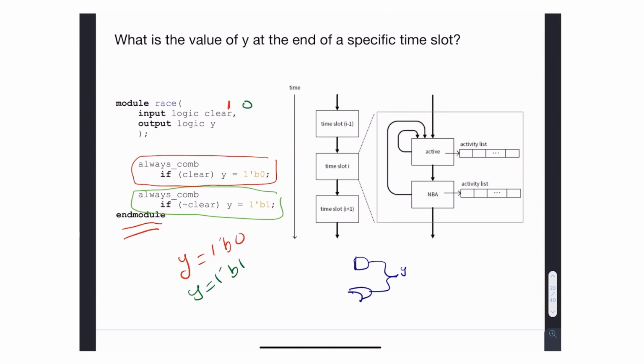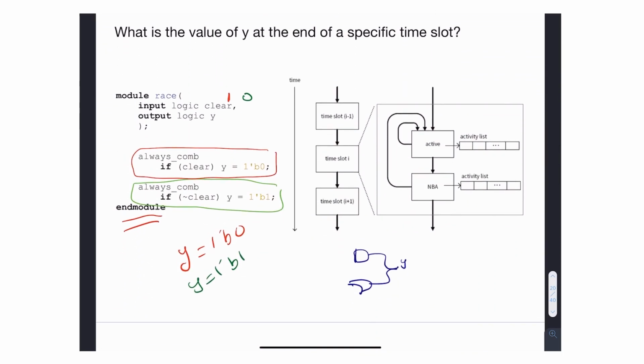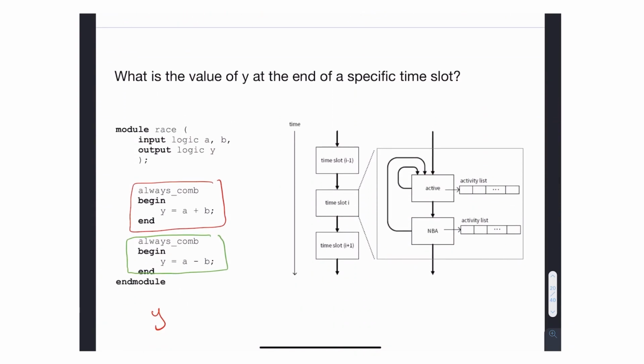Generally speaking, the third rule of thumb says assign a variable only in a single always block, which means that if you are assigning to y, you should not assign it in separate always statements. You should keep it within one always statement. This is very simple in this case because you can combine this if statement in a single always_comb. The same goes here, but it's a little more complicated because if you put y equals a plus b and y equals a minus b in the same always statement, the order of the statements matters. This again is what we call a race condition, and to avoid it, only assign a variable once. Or you can assign it several times, but within a single always statement. Don't assign it in different always statements.